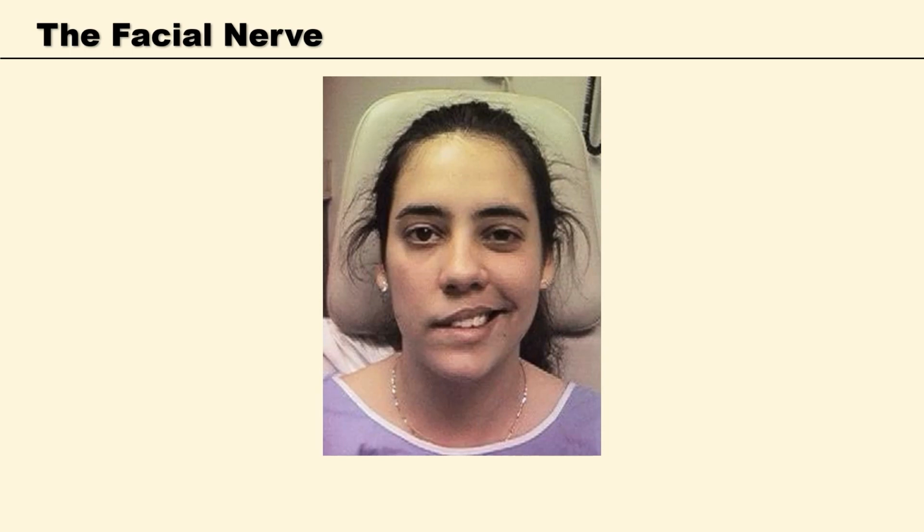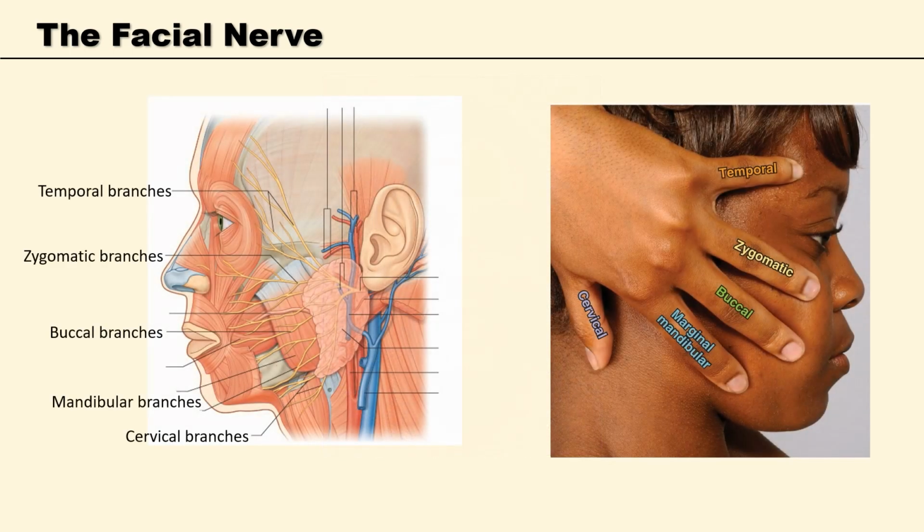The branches of the facial nerve innervating the muscles of facial expression are classified into 5 groups depending on the region that they supply. We have the temporal branches, the zygomatic branches, the buccal branches, the mandibular branches, and the cervical branches. In this image on the right, we can see a handy way, get it, to remember the branches of the facial nerve.